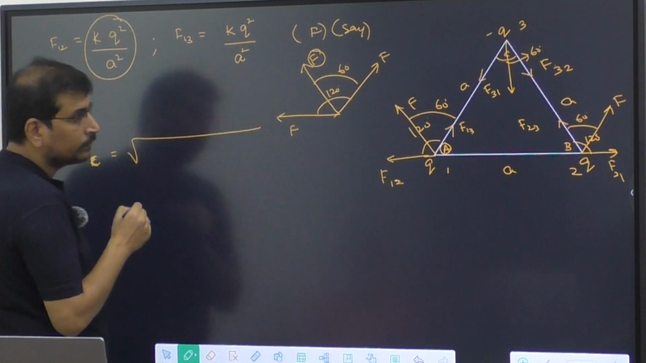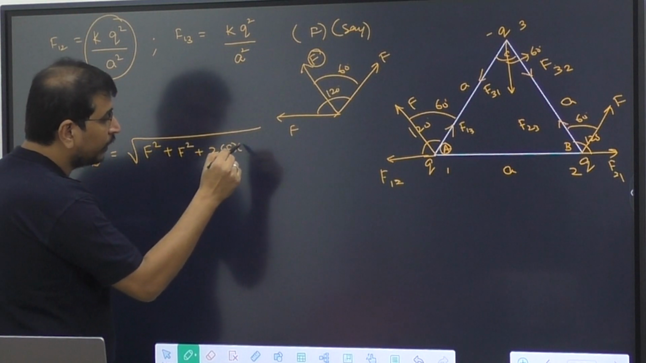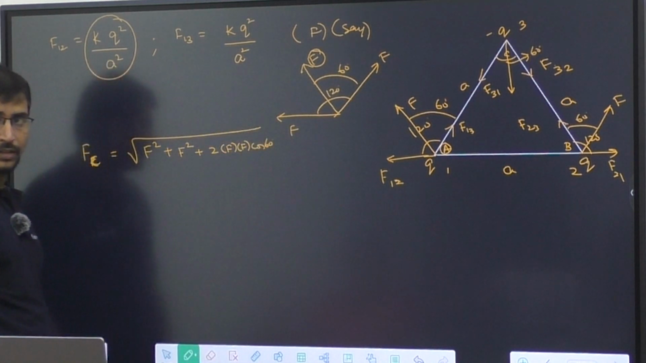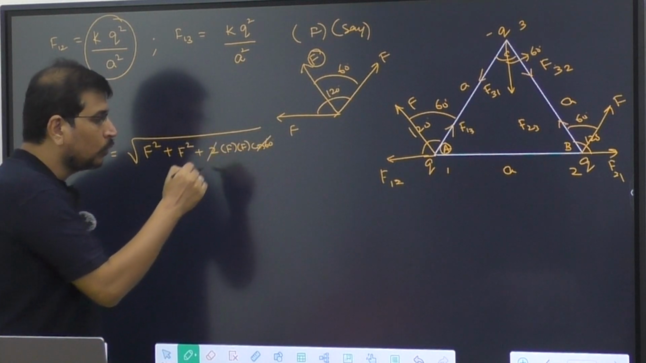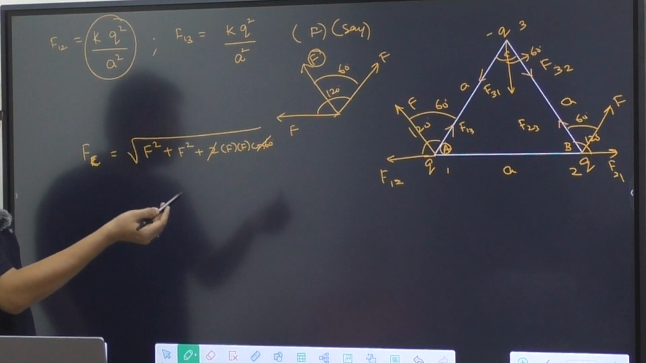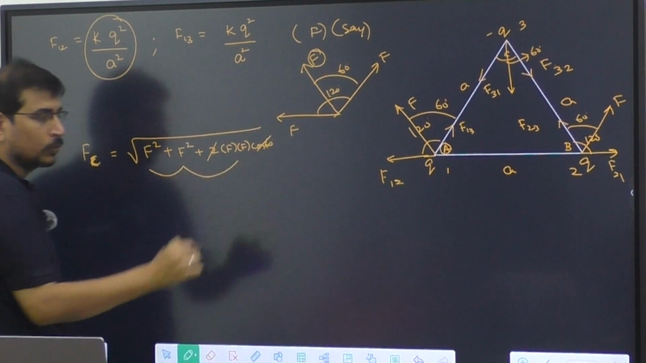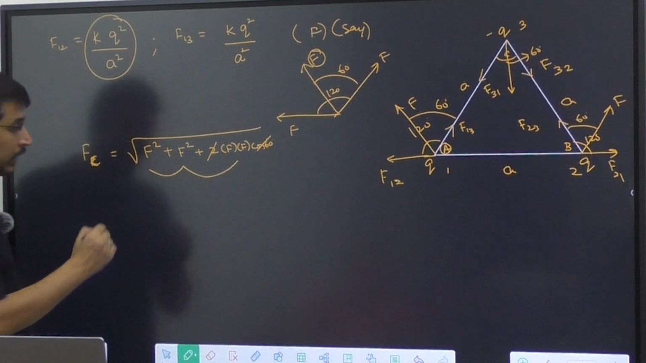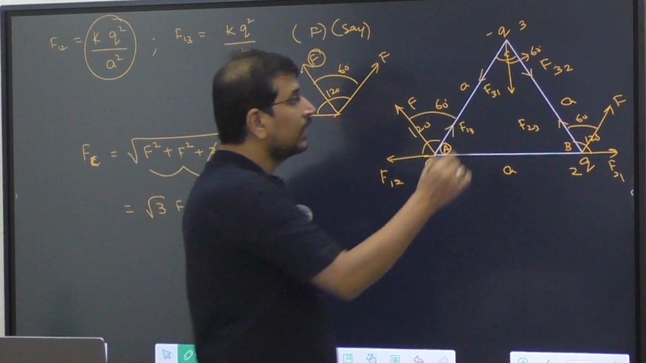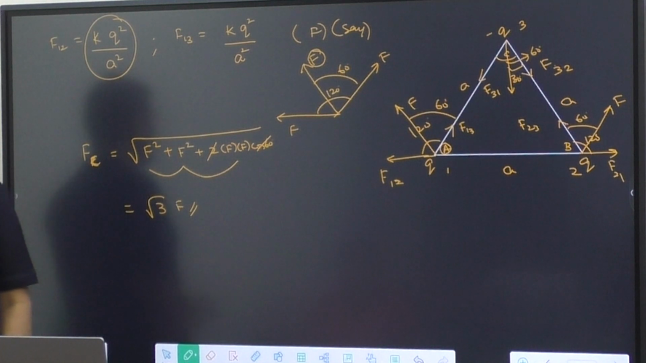FC will be root of F square plus F square plus 2 into F into F into cos 60. So what is cos 60? 1 by 2. So 1 by 2 and 2 will get cancelled. In the previous case, it got cancelled because it was minus. Here it gets added. F square plus F square plus F square, 3F square under a root will be root 3F, making an angle 30 degrees with AC or BC, whichever you report.